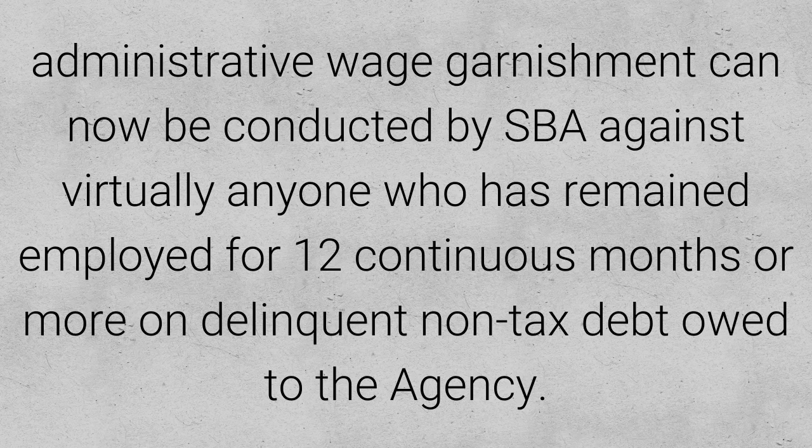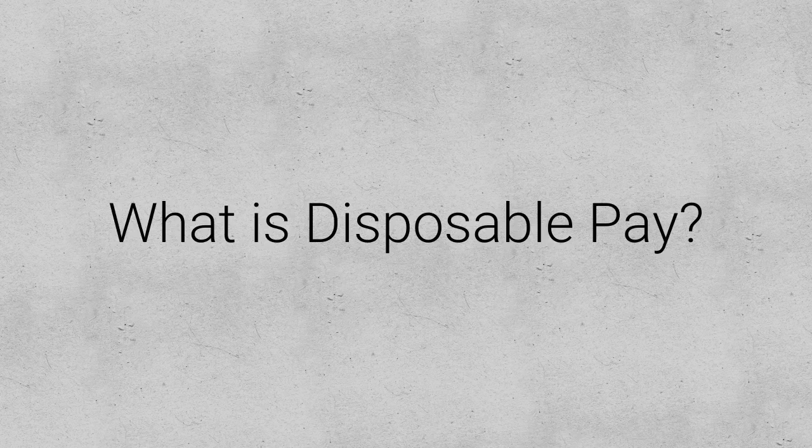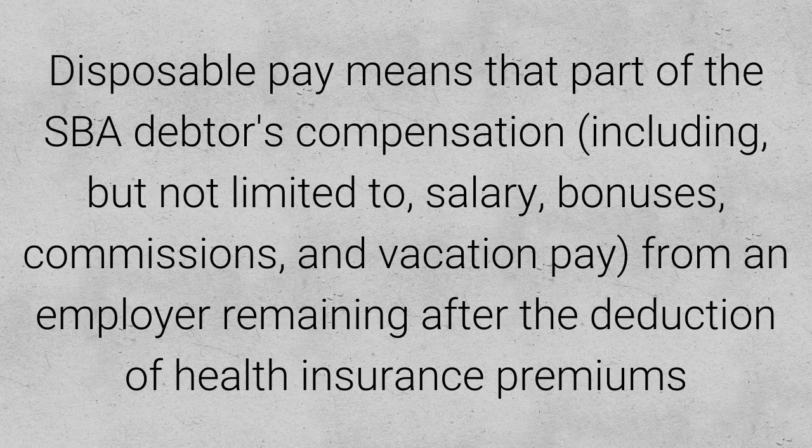With the recent codification of the Debt Collection Improvement Act into the Small Business Administration regulations, administrative wage garnishment can now be conducted by SBA against virtually anyone who has remained employed for 12 continuous months or more on delinquent non-tax debt owed to the agency.